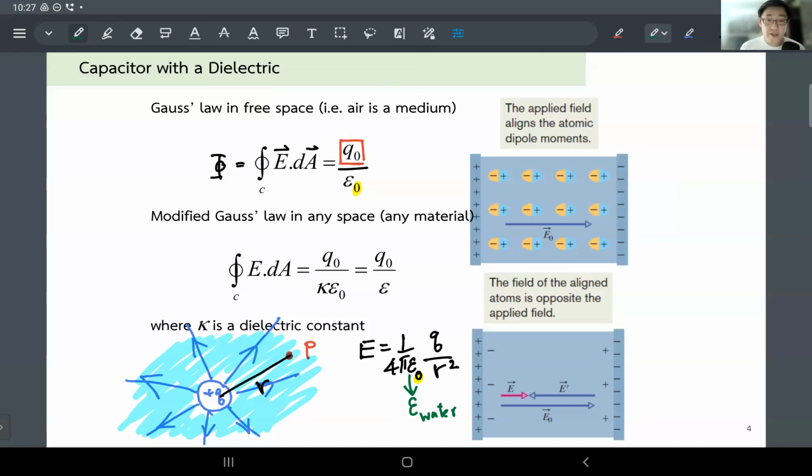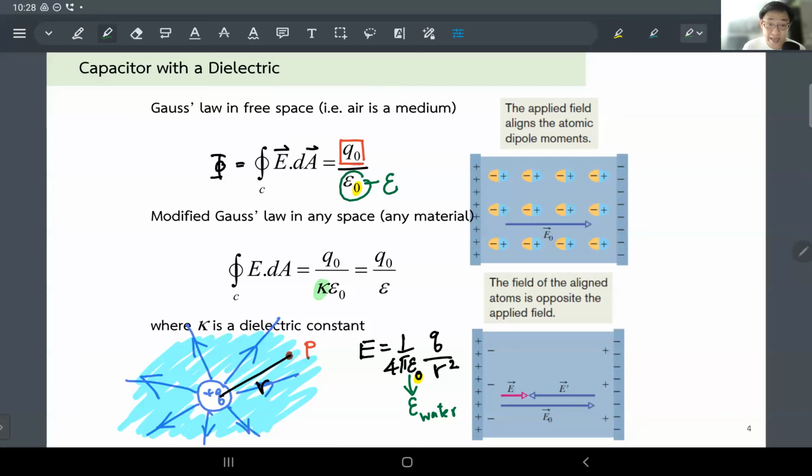Gauss's law will do the same thing. If you want to do Gauss's law in water, you just change this into epsilon and you are good. That's it. But once again, what is the value of epsilon? Actually, we can list the value of epsilon for each material. That's no big deal. But it turns out that, by convention, we are going to introduce another constant for that material.